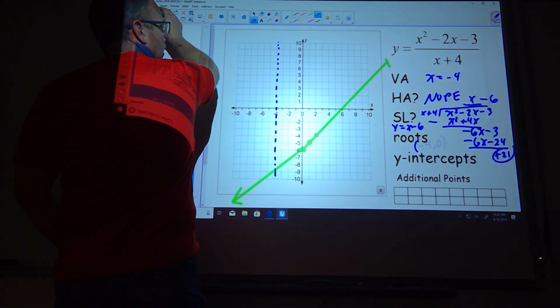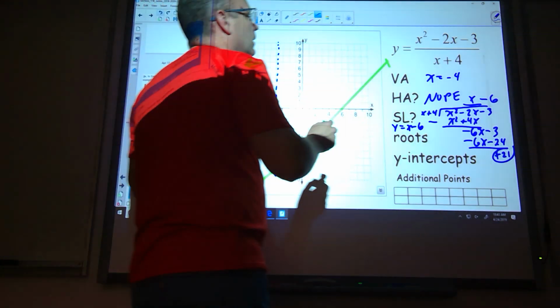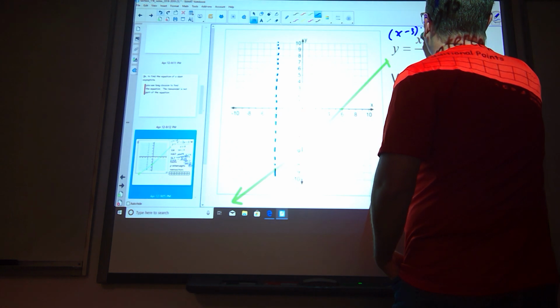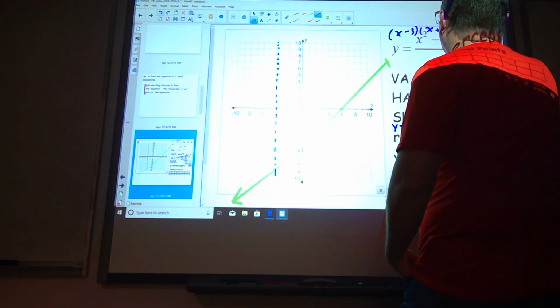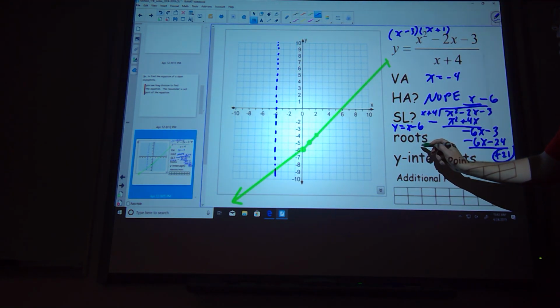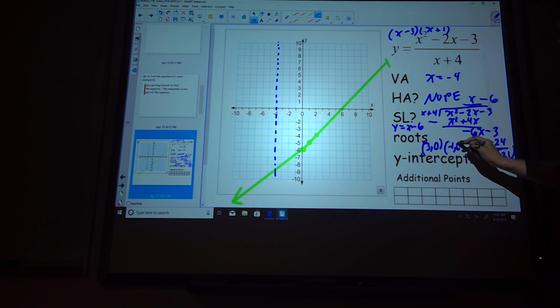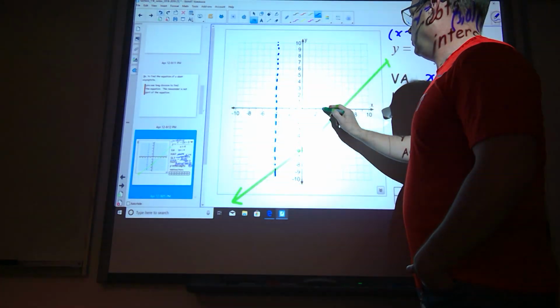Because you're silly. Let's factor the top. The top factors to x minus 3 and x plus 1. I meant to do the top. So I have roots at (3, 0) and (negative 1, 0). I know you guys wouldn't have let me get too much further on that.